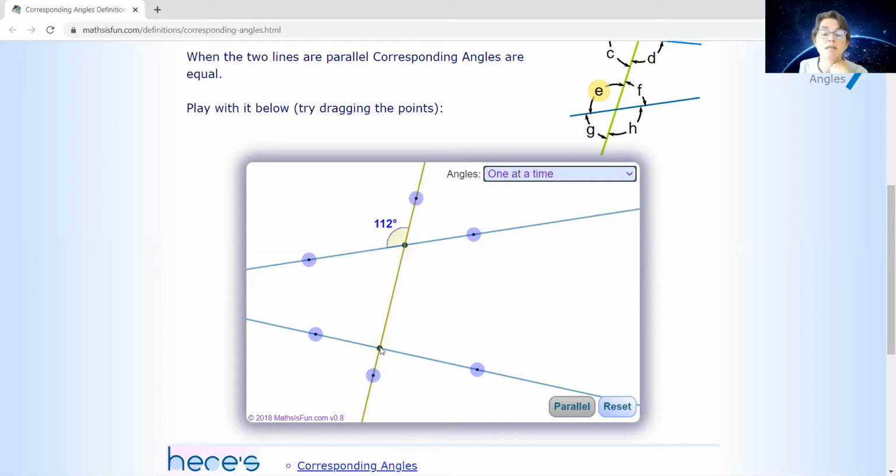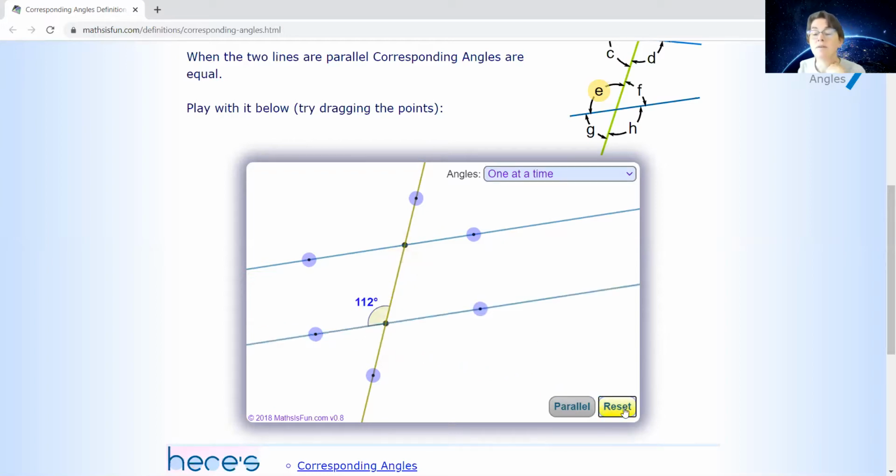Now if I do one at a time. No, it's just going to keep running. Okay, so there you go. The link is in your notes if you want to take a look at that yourself. So I'm going to stop my share and we're going to go back to the notes.